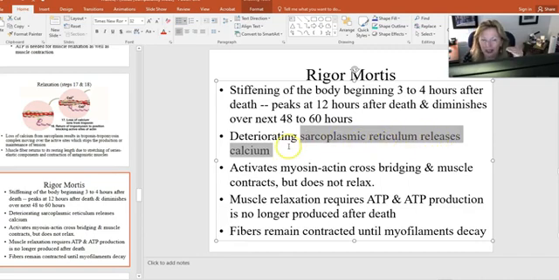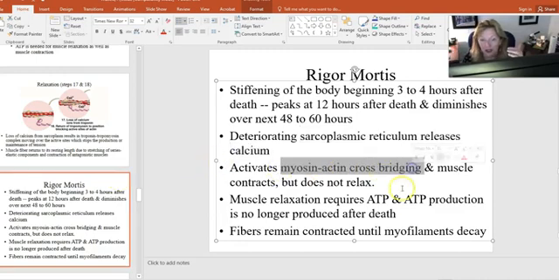This breaks down and calcium starts to be released in the cell. The muscles didn't get a memo that you're dead, so it really doesn't matter. The calcium is still going to interact with troponin and tropomyosin, and you're still going to get the cross bridges. But now you're not making ATP because you're not breathing, and for ATP, you remember you have to have oxygen. So you're not making ATP, so nothing's breaking the cross bridges.